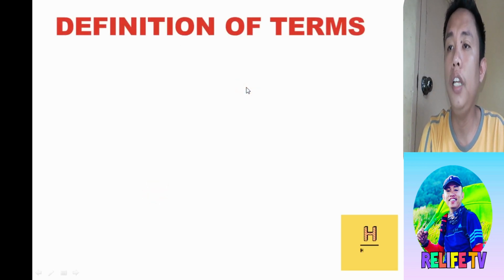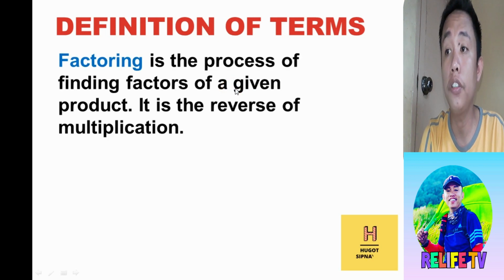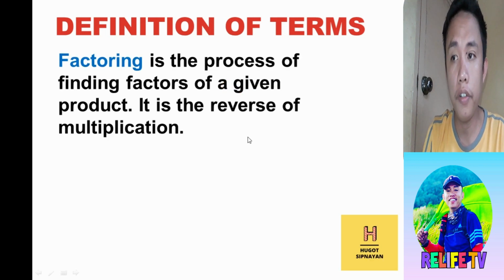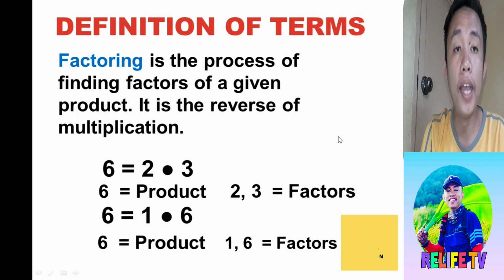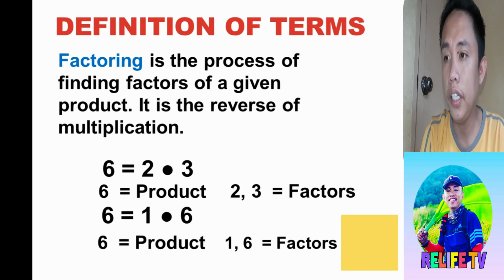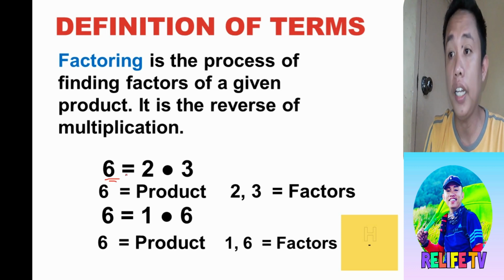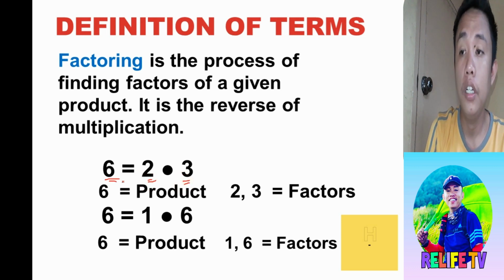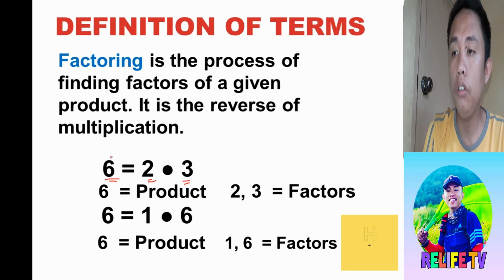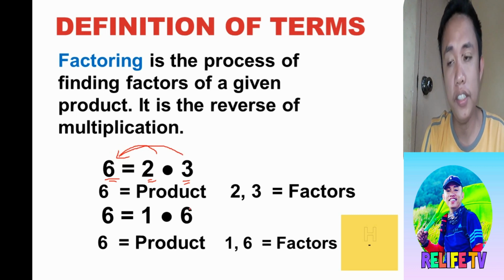So factoring is a process of finding factors of a given product. It's the reverse of multiplication. So let's have some example. We tend to look that 6 is a product. So ang ating 6 ay product. Yung 2 at 3 ay factor. Ibig sabihin, yung 6 na yon ay galing sa 2 at 3. 2 times 3 is 6.